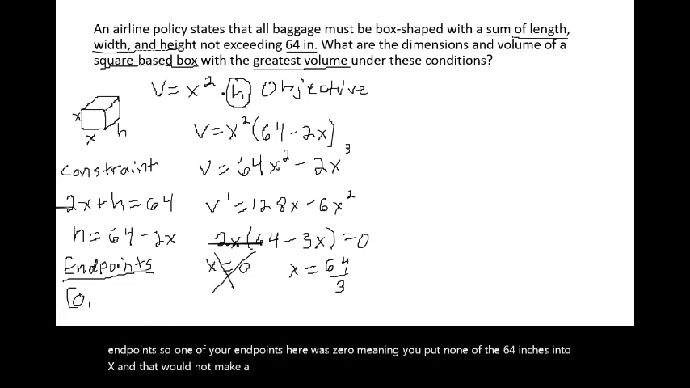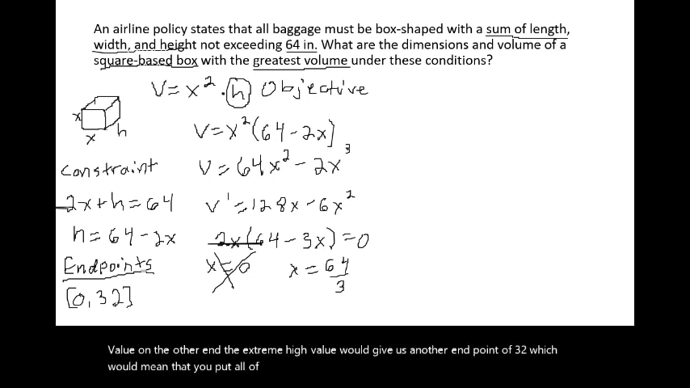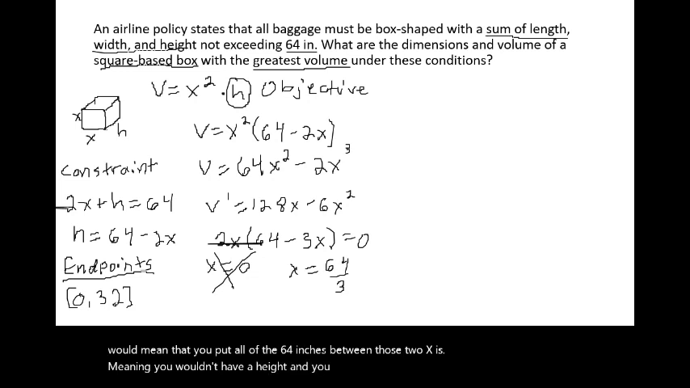Now the extreme value on the other end, the extreme high value, would give us another endpoint of 32, which would mean that you put all of the 64 inches between those two x's, meaning you wouldn't have a height and you wouldn't have a box. So the endpoints are not plausible, so we don't need to check them.